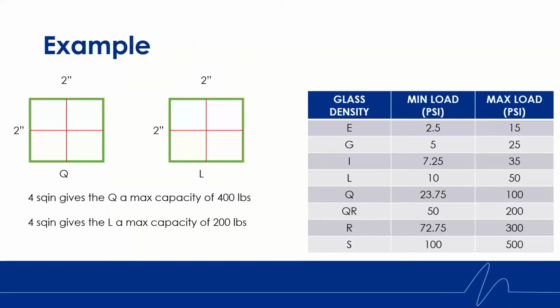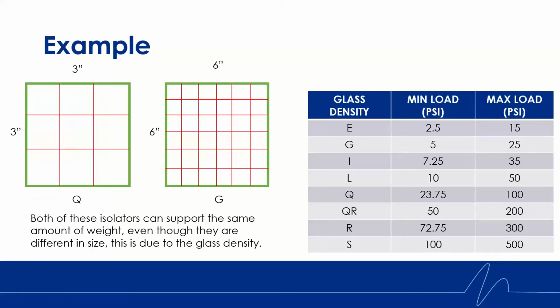For example, a 2-inch by 2-inch Q can support a maximum of 400 pounds, while a 2-inch by 2-inch L can support a maximum of 200 pounds. Also, a 3-inch by 3-inch Q can support 900 pounds, as well as a 6-inch by 6-inch G. While one is smaller than the other, due to the glass density, they can support the same amount.